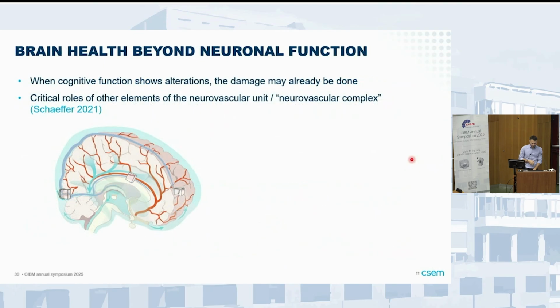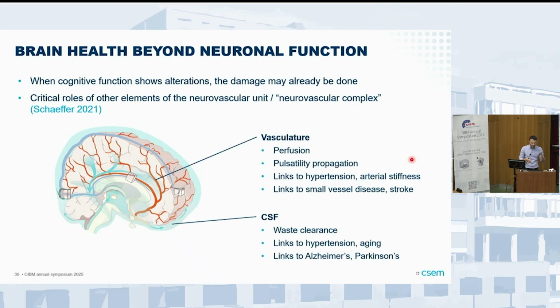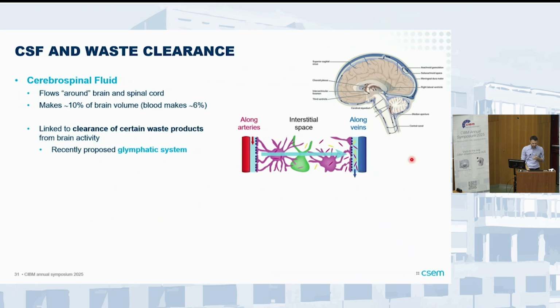Okay. Now, moving beyond neuronal activity, this will be much more brief, and it's something that we're starting now: looking at other aspects of brain health that have to do with the vasculature, and particularly with cerebrospinal fluid and its role in the waste clearance processes, so the clearance of metabolic waste in the brain, which is gaining a lot of interest now. Particularly with this glymphatic system.